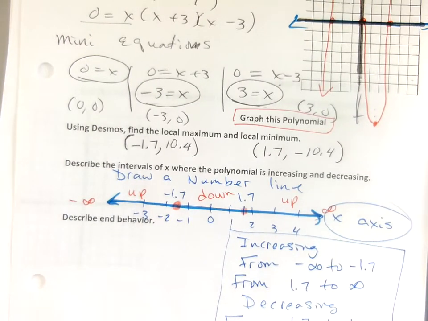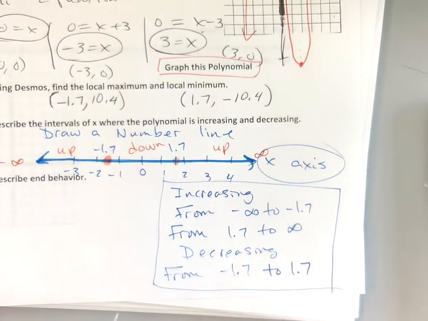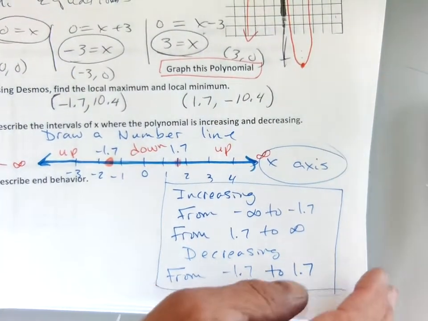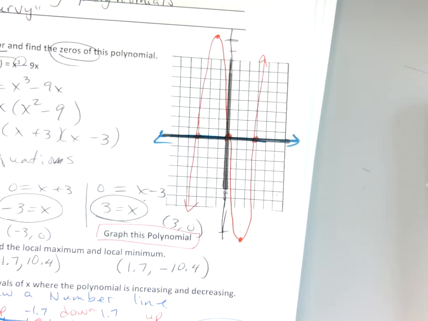Now, end behavior. Okay, end behavior, I want to show you this. I want you to take two fingers, put one finger here, one finger here. Everybody do this. Physically, put it right on your graph. Put your fingers on your paper.